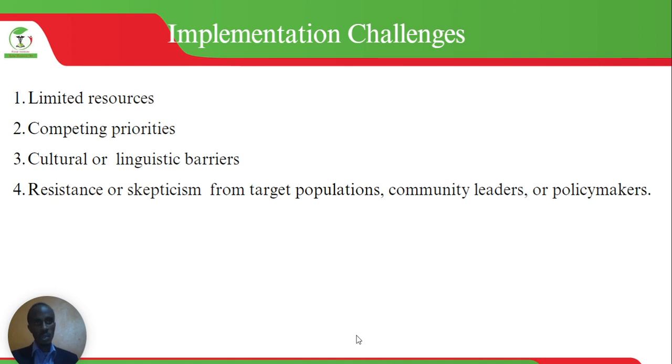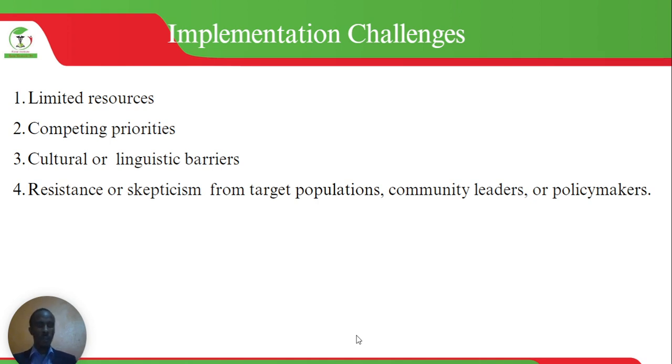So, for example, if you're looking at a challenge like limited resources, you want to think about a solution of engaging stakeholders who can bring together resources so that we deal with this challenge of limited resources. And these could include non-government organizations, the private sector, who are always having some money that can be devoted to some of these health campaigns, and then we are not going to have that challenge of limited resources.